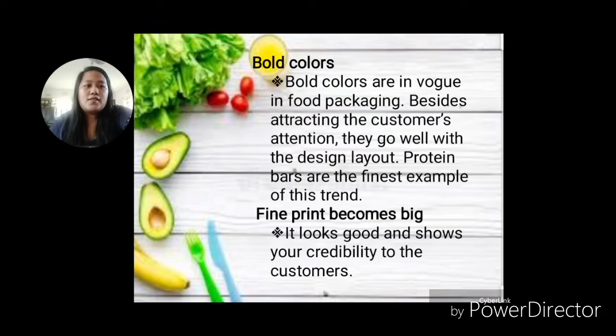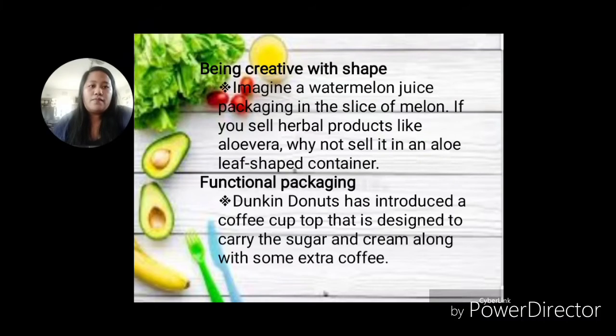The next is bold colors. Bold colors are in vogue in food packaging. Besides attracting the customer's attention, they go well with the design layout. Protein bars are the finest example of this trend. Next, fine print becomes big. It looks good and shows your credibility to the customers. Being creative with shape. Imagine a watermelon juice packaging in the shape of a slice of melon. If you sell herbal products like aloe vera, why not sell it in an aloe leaf shaped container?